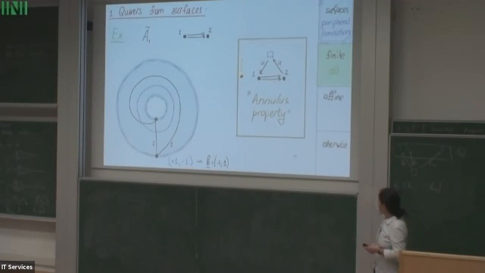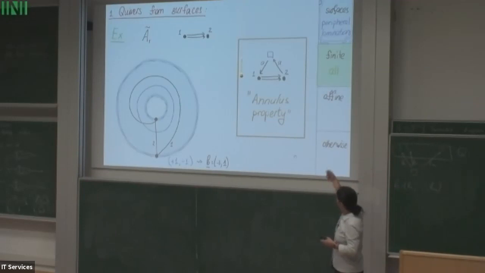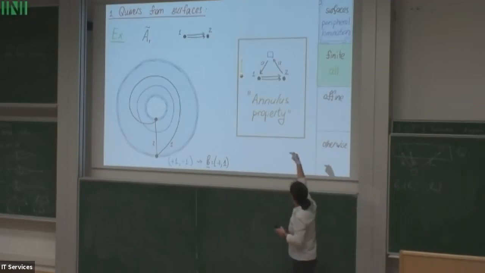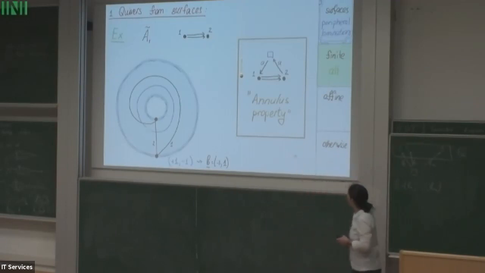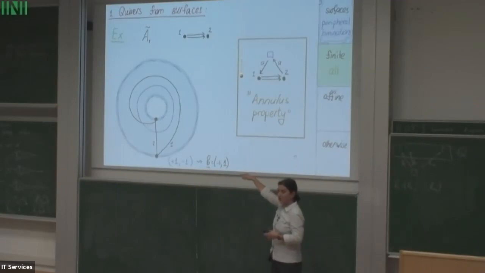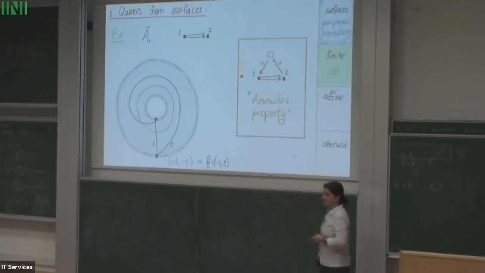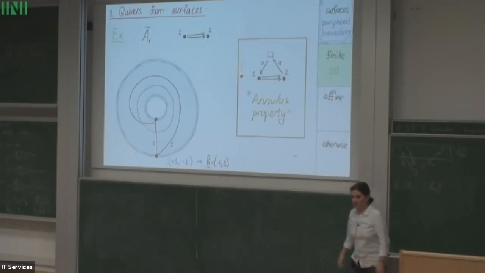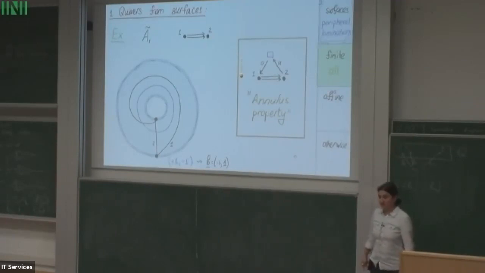And then what do I know? I know that I have -1 arrow coming to vertex 1, and 1 arrow outgoing. But of course, I can have several copies of this curve. So the real condition is that I have the same number of arrows coming to one and outgoing of the other. And this condition I will call the annulus property, because it's something I have on the annulus.